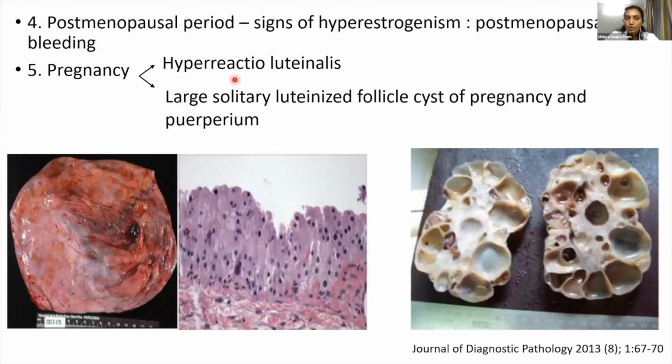Now, as you know, in the postmenopausal period a follicle cyst is very rare. It's associated with signs of hyperestrogenism, such as postmenopausal bleeding, and this clinical presentation creates a concern for the clinician to suspect adult granulosa cell tumor. Then in pregnancy, it can be either hyperreactio luteinalis or a large solitary luteinized follicle cyst of pregnancy and puerperium.